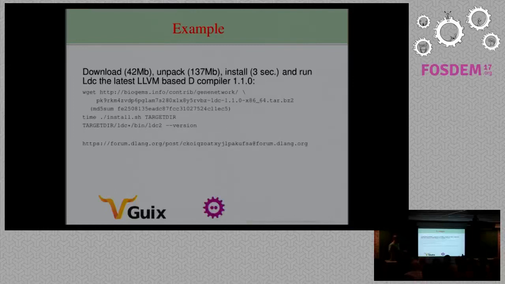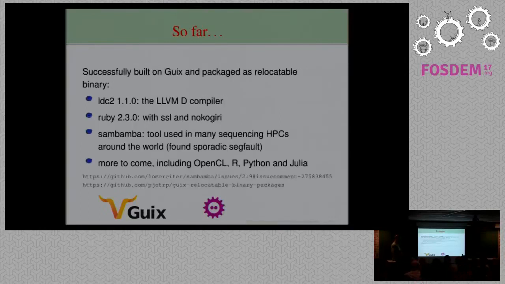So far I've tried LDC, I've tried Ruby with SSL and Nokogiri, which are also notorious. And then a Sambamba tool, which is a tool that is written in the D language, and it's actually deployed among many HPCs around the world. And this tool until today we've done by statically linking in the libraries, so it's a binary without any references to outside. But the current version we're now using to debug problems. It comes with the shared libraries, and more is coming.